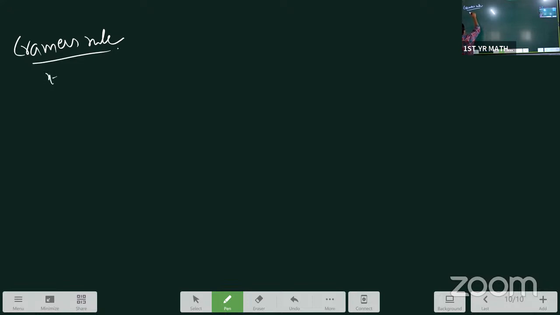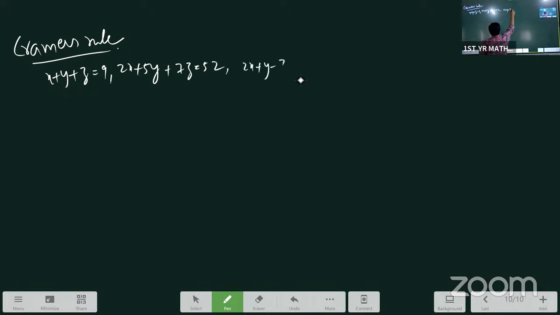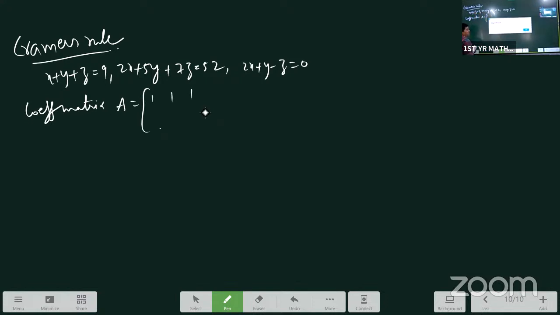Now, given equations, x plus y plus z equal to 9. Next, 2x plus 5y plus 7z equal to 52. Next, and 2x plus y minus z equal to 0. Yeah, 52 is a little bit a big number, but still you should be careful in doing. Still you will get your required answers. All right, first I'm going to write the coefficient matrix. Now what is your coefficient matrix? A is equal to, that is 1 1 1. First row x and y coefficients in first equation, x and y coefficients in first row.